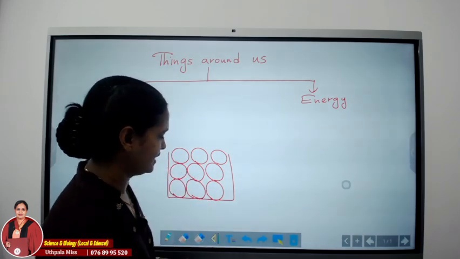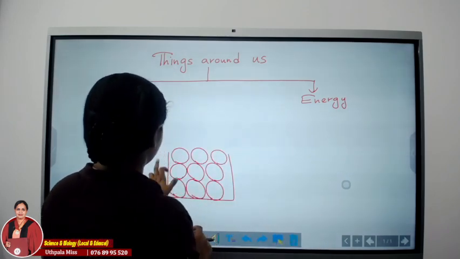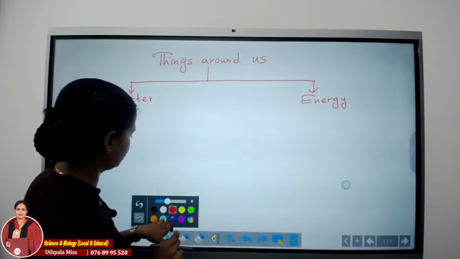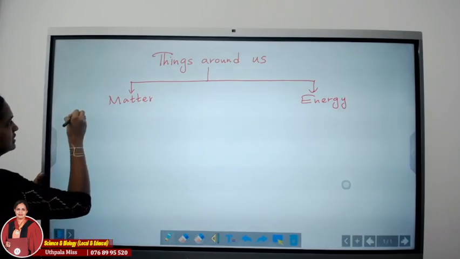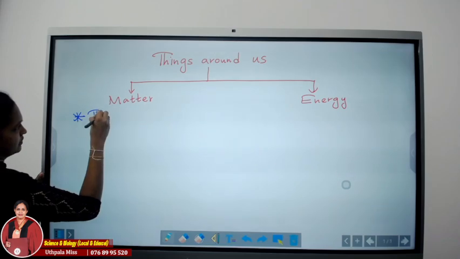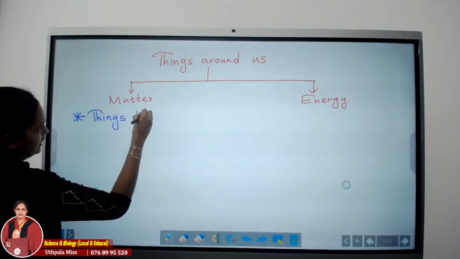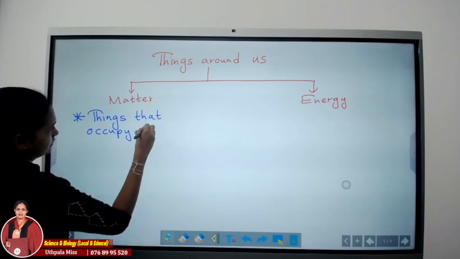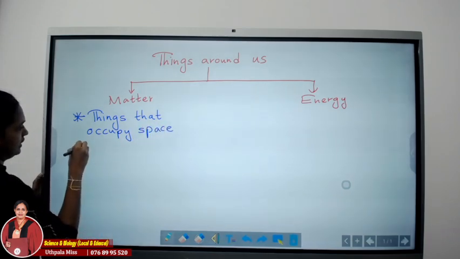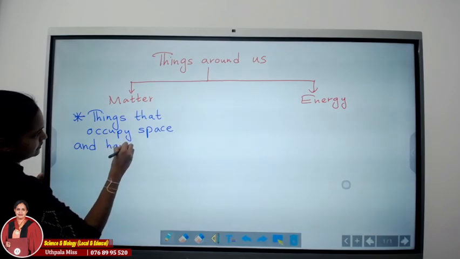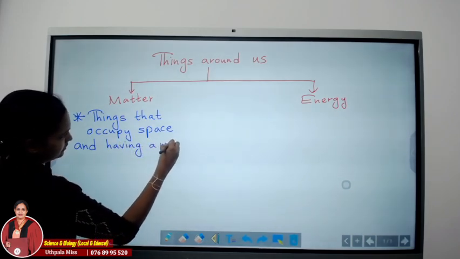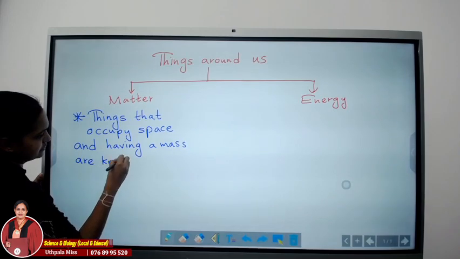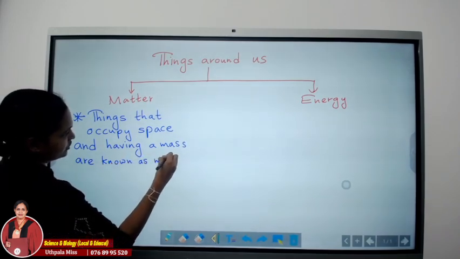And we can say the things that occupy space and have a mass are known as matter, right? Things that occupy space and having a mass are known as matter. Is that clear? Right, that is about matter.